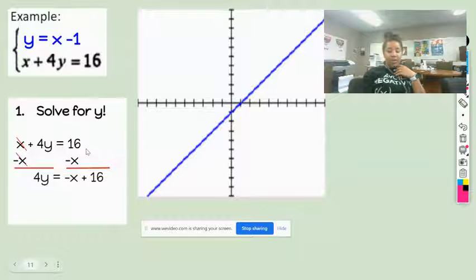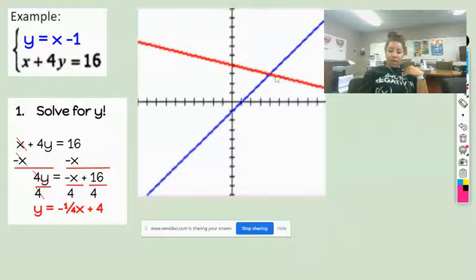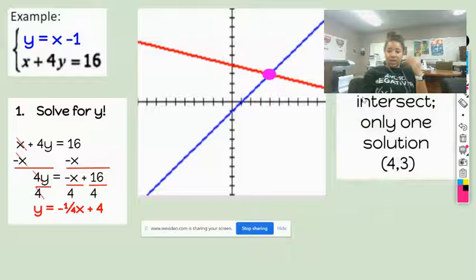So I just did it by hand. It's a little bit clearer so you can see. Subtracted x from both sides, and we divide every term by 4. And then it's negative 1/4 x plus 4. And our solution would be here. Okay? So we'd find the solution and we'd see that it is going to be 4 and 3. That's the only place where these lines intersect, so there is one solution.